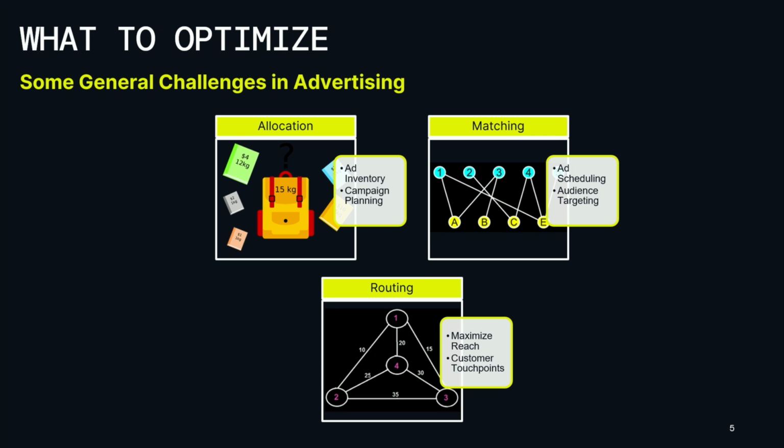Also, some problems could be formulated as a routing problem. So imagine for a specific campaign, in a linear timeline, how do we place their ads at different points in time so that they can maximize the reach? And then also, how do different patterns of customer touchpoints affect their conversion?